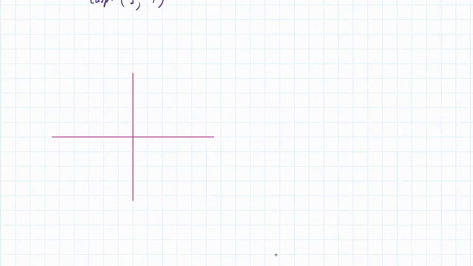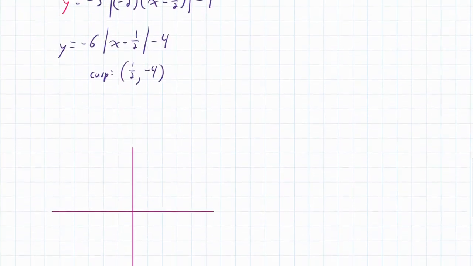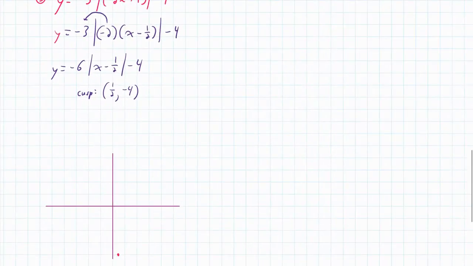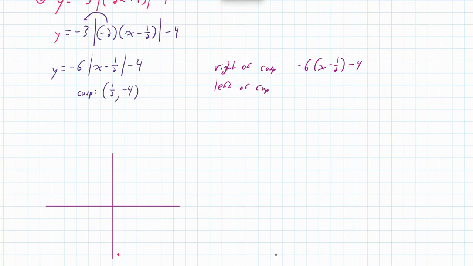Okay, so we go (1/2, -4). I had previously said I'm okay with you graphing half points, so (1/2, -4) would be right here. And given that the cusp is at (1/2, -4), now I'm going to go right to the piecewise. Whenever we are to the right of the cusp, it's really the same slope. So to the right of the cusp, we would have -6(x - 1/2) - 4. But then to the left of the cusp should be the opposite of -6, +6(x - 1/2) - 4.